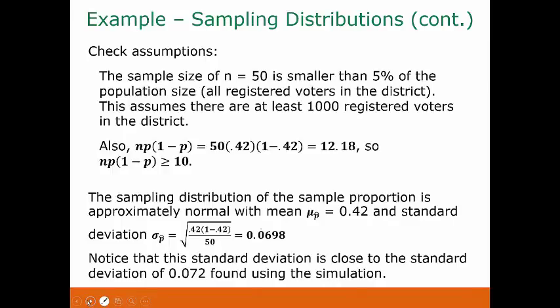And remember, in the examples that we saw from the simulations, this standard deviation comes fairly close to the one that we had for the samples of size 50, which was 0.072. This turns out to be 0.0698, so it's not too far off.